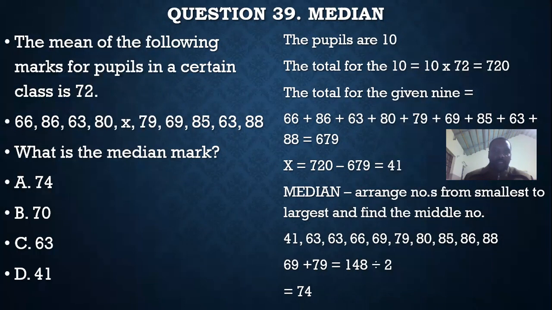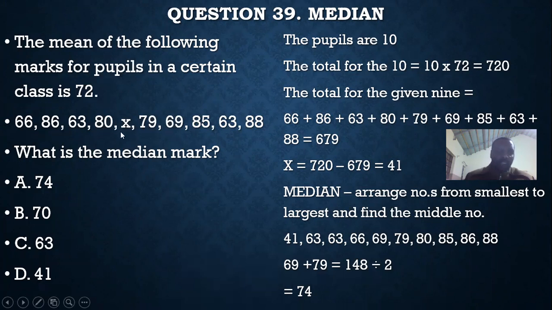It's about median. The mean of the following marks of pupils in a certain class is 72. This is an average. And we count the pupils. We find there are 1, 2, 3, 4, 5, 6, 7, 8, 9, 10. There are 10. So to know the total of the 10, we multiply 10 by the mean, by 72. So the total for all of them was 720.